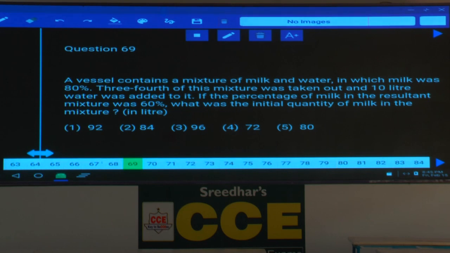A vessel contains a mixture of milk and water in which milk was 80%. 3/4 of this mixture was taken out and 10 liters of water added to it. See how much quantity is taken out? 3/4. Then remaining quantity? 1/4. What is milk percentage in the initial container? In the leftover quantity, 3/4 also milk will be 80% and remaining also milk will be 80%.